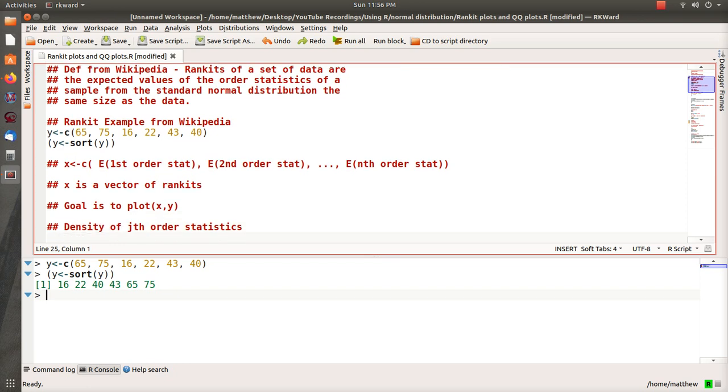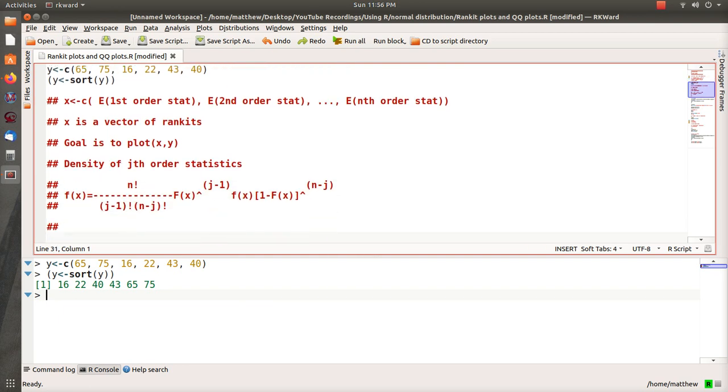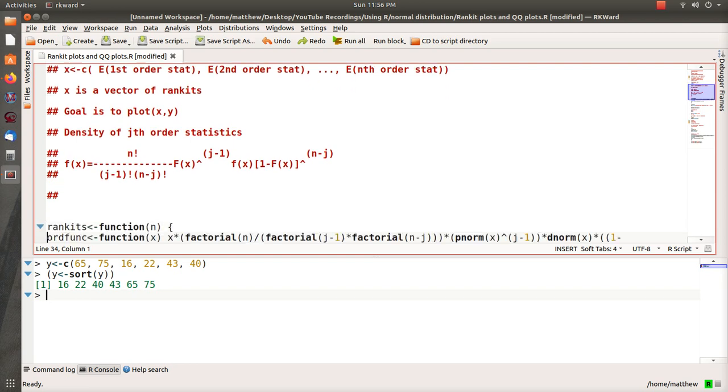Well, to calculate the mean of these order statistics, we need the density for the j'th order statistic. And we're not going to go through that in this video, but this is the density for the j'th order statistic. And so f would be the standard normal density, and F of x here and here would be the CDF of that standard normal distribution.